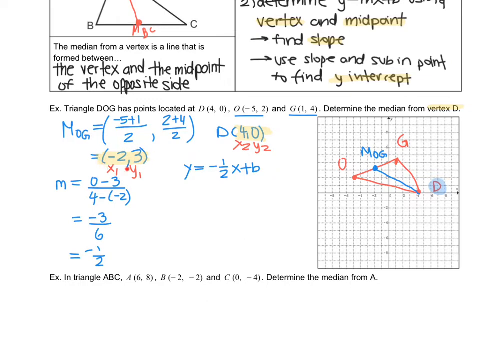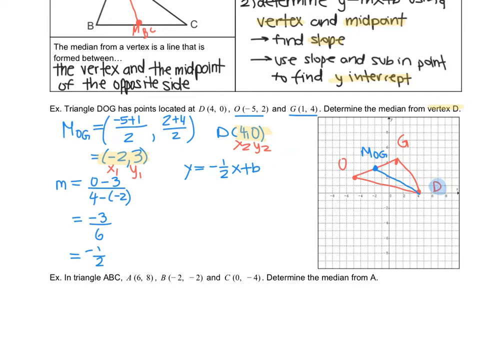Now it doesn't matter, you can either use your midpoint or you can use vertex D. Again, do not touch O or G at all. We are done with them. If you look at our visual here, if this is our median, this median has nothing to do with O and G anymore. It is all about the midpoint and that original vertex they gave us.